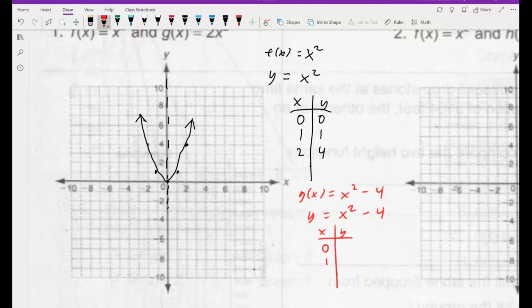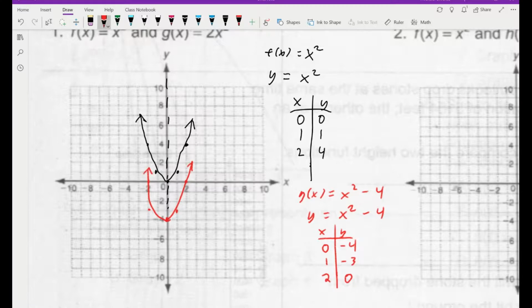If you plug in 0 for x, we'll get 0 squared minus 4, which is minus 4. If we plug in 1 for x, 1 squared minus 4 is minus 3. If we plug in 2 for x, 2 squared is 4, 4 minus 4 is 0. So we have 0, negative 4, 1, negative 3, and 2, 0. And again, there will be mirror image across the line of symmetry. And there's the graph.